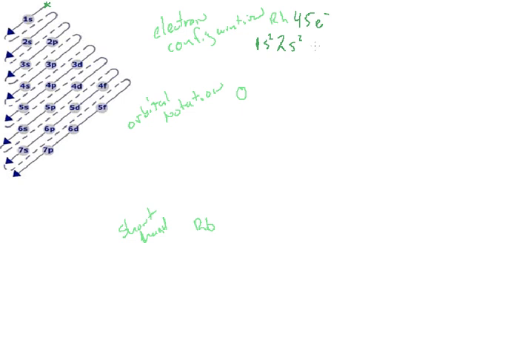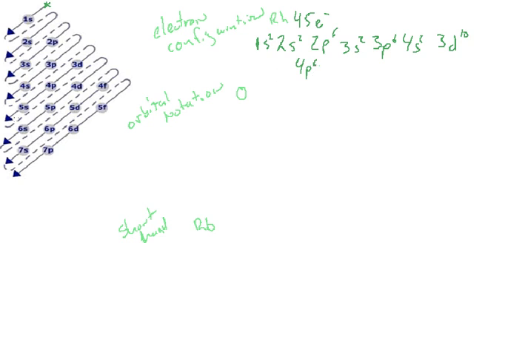Continuing down, we get to 2p, and we can fit 6 electrons in a p sublevel. We follow that down to 3s. We can fit 2 electrons in there, follow this back down to 3p. We can fit 6 in there, and then 4s. We can fit 2 in there, and then we go to 3d. We can fit 10 in our d sublevel, follow down to 4p. I'm just going to carry this over down here. We can fit 6 in that, so now we're up to 36.